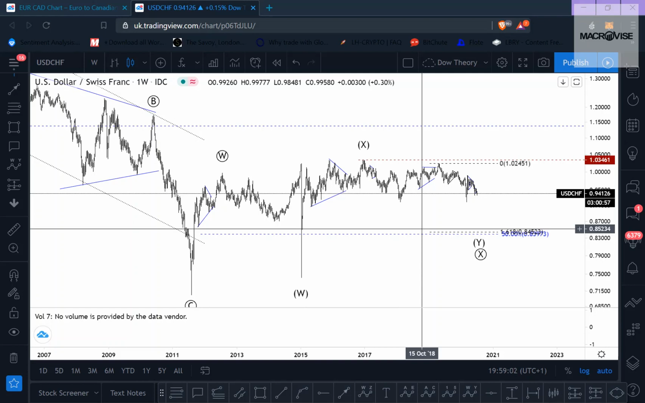However, and this is a big however, I do believe we could see a move in USD Swiss franc to the downside first. This is not a decision I've taken lightly, but it does require the analyst and me to be open-minded about how I view the market, which is something that everyone should be exercising anyway.